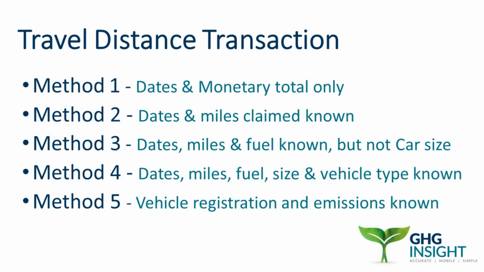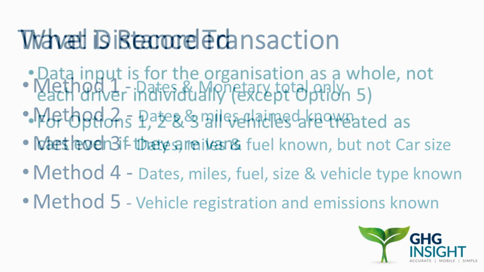To reiterate, we offer 5 different options depending on the information available from your expenses system. It is possible that you may need to use more than one of the options provided. Option 2 for one part of the organisation and Option 3 for a different part. The system is designed with this situation in mind.